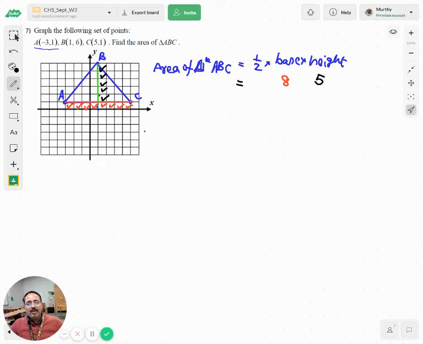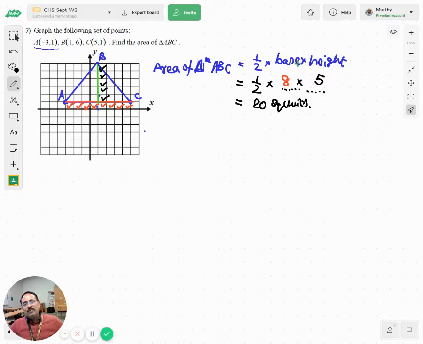Therefore, area equals half times base times height. Let me compute 8 times 5, that gives me 40. Half of 40 is 20 square units. 20 square units. So this is one method.